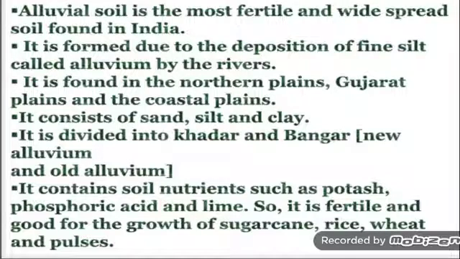Children, once again I am repeating the characteristics of alluvial soil. It is formed by the deposition of river loads. It is light and porous. It is fertile soil as it is rich in minerals, especially in potash and lime. It is suitable for the growth of a large variety of rabi and kharif crops.